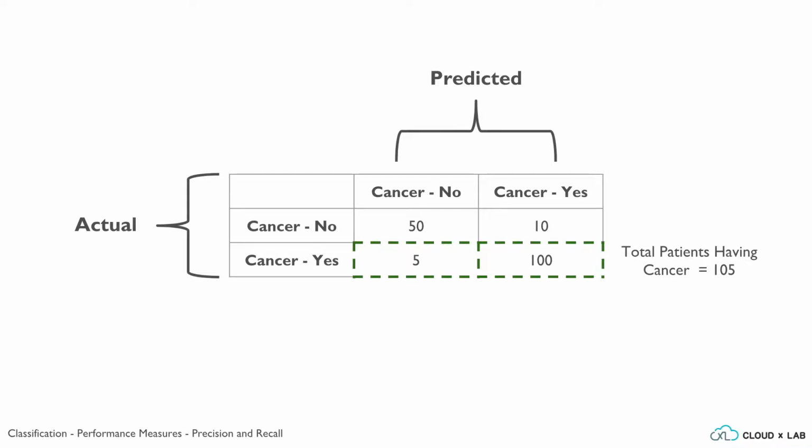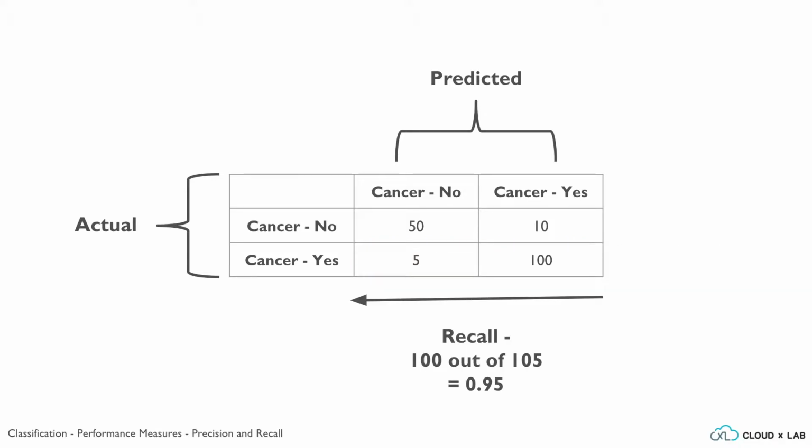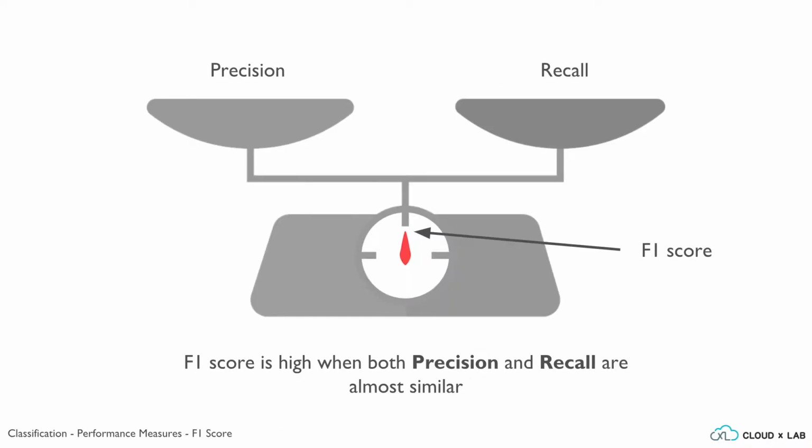Here total 105 patients have cancer and the model predicts that only 100 of them have cancer. So the recall is 100 by 105, which is approximately 0.95. Instead of computing precision and recall every time we train a classifier, we prefer a single metric which combines both precision and recall. This single metric is called F1 score.